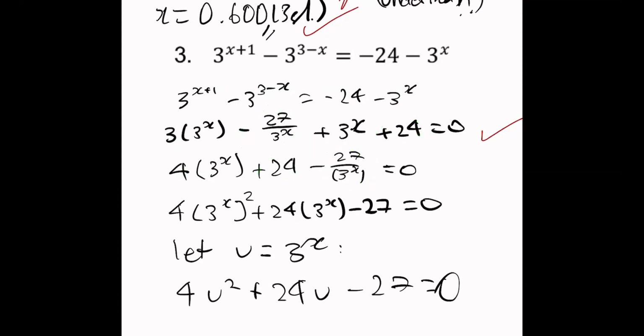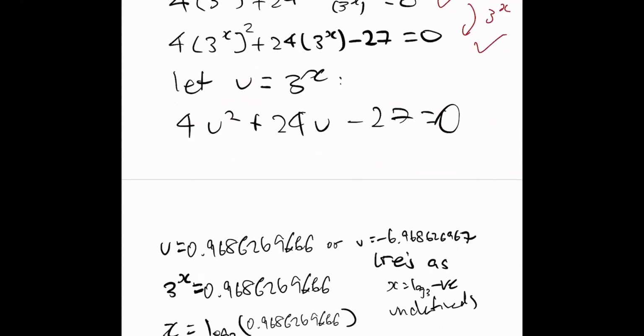Okay, good. Then after that, you multiply throughout by 3 power x, left and right. So you get 3 power x squared. Then this one is 24 times 3 power x. This one cancels off with the 3 power x. You're left with minus 27. Okay, good. Then after that, you substitute u with 3 power x, you get 4u squared plus 24u minus 27 equals 0.